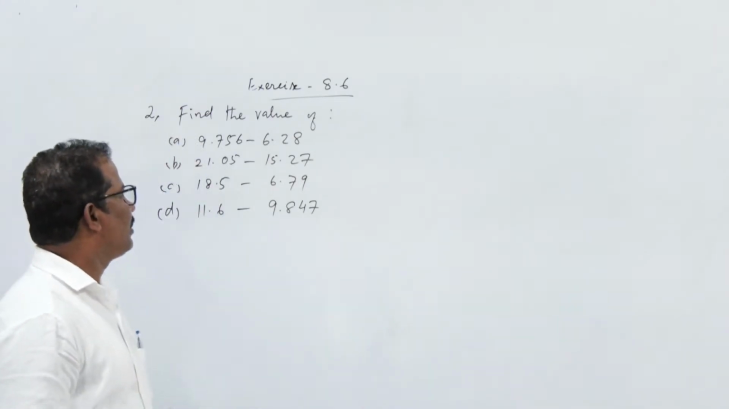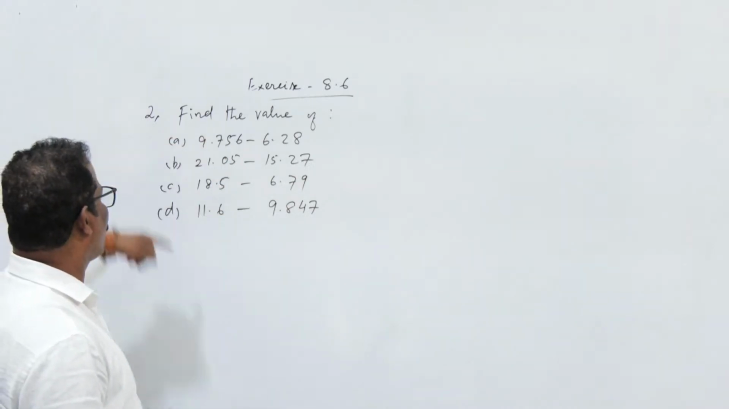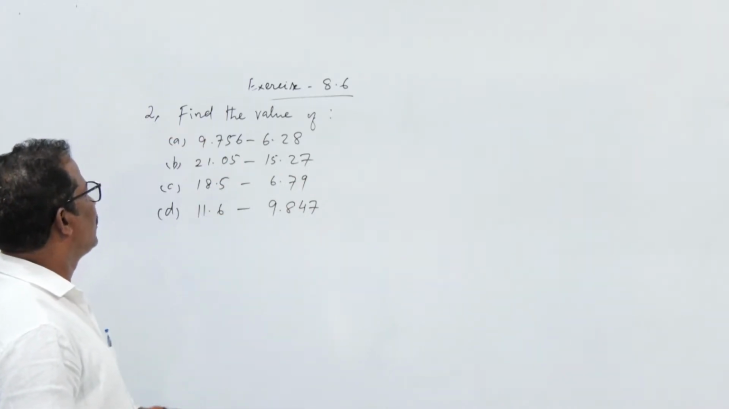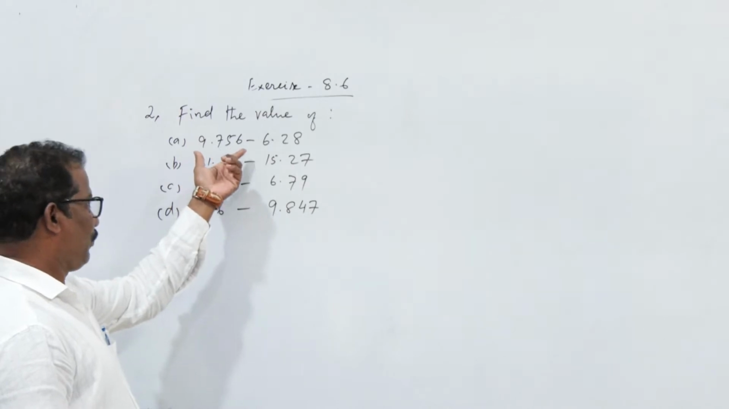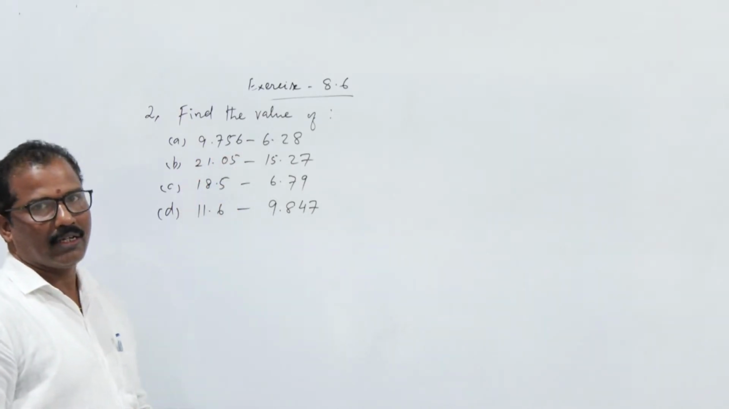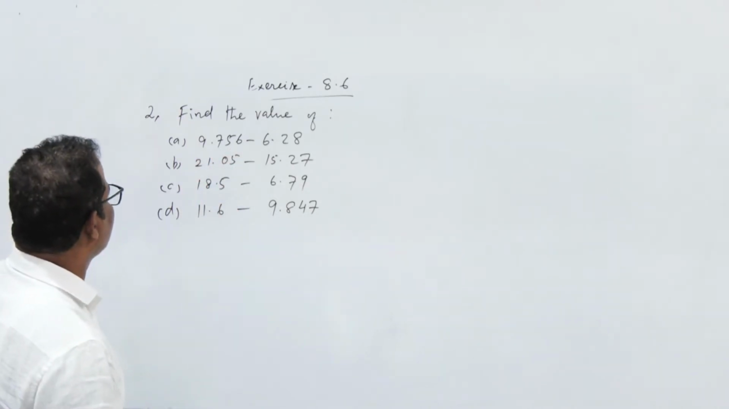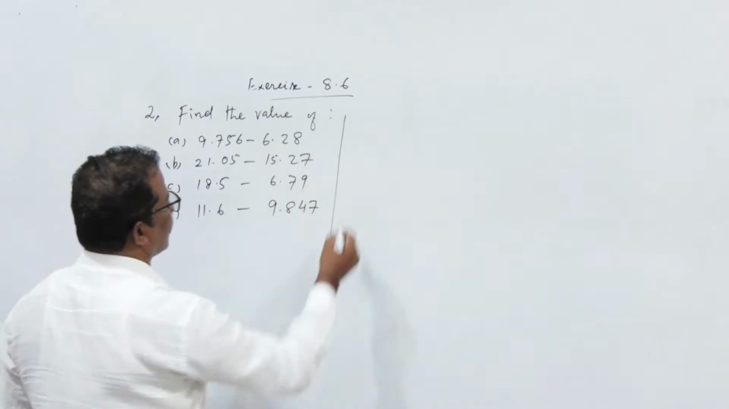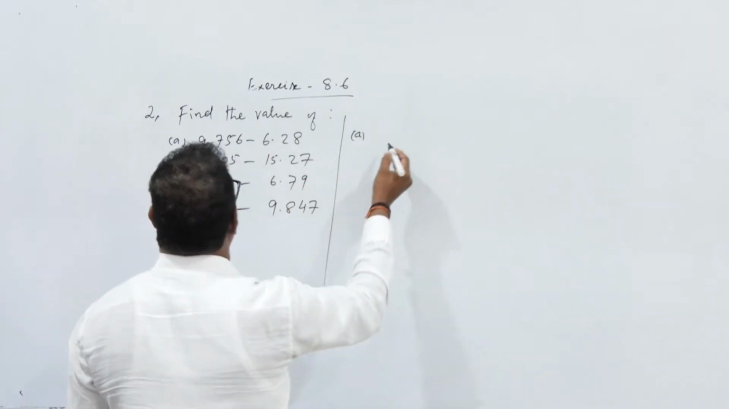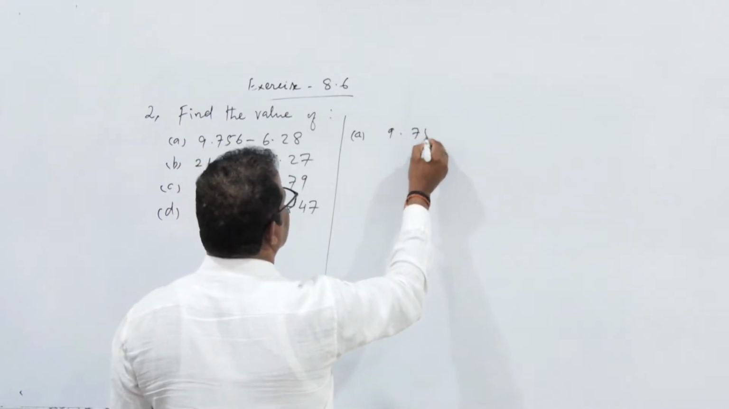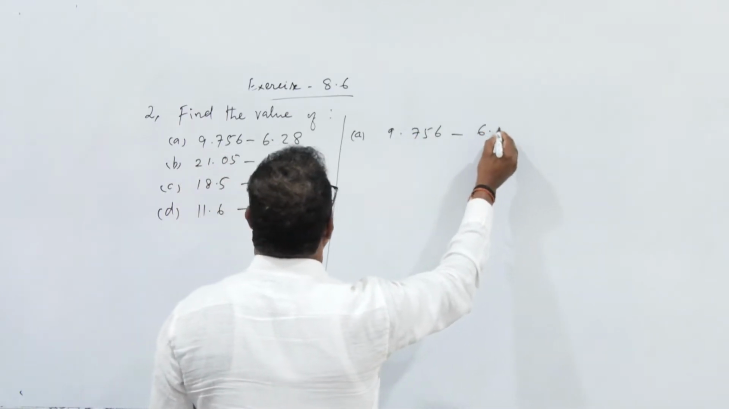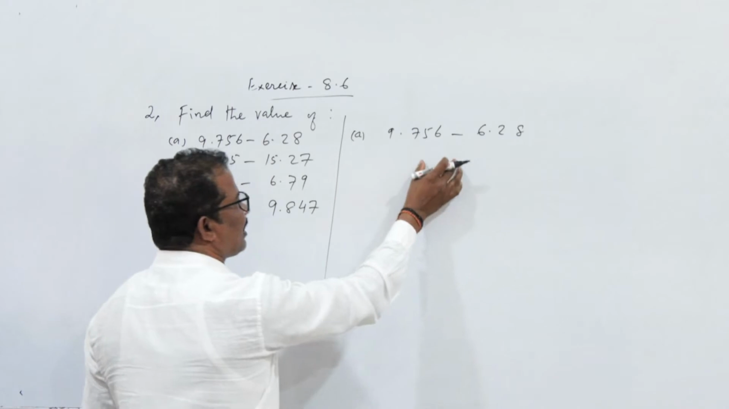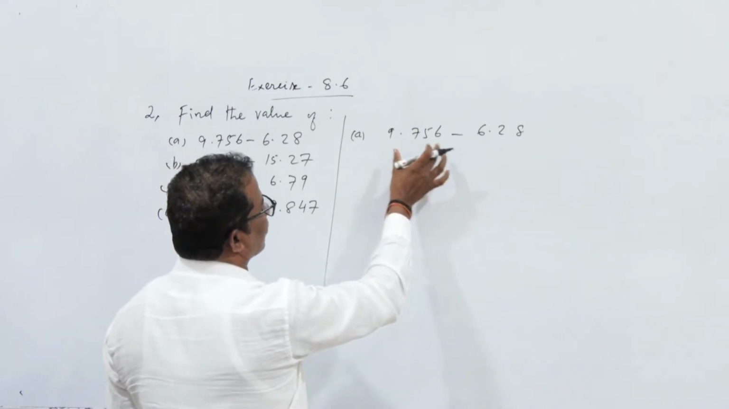Students, now we are going to see the second question of this exercise. That is find the value of. In this question there are 4 questions, A, B, C, D. So in all questions a difference sign is there in between the given decimal numbers. See the first question, that is A, 9.756 minus 6.28.